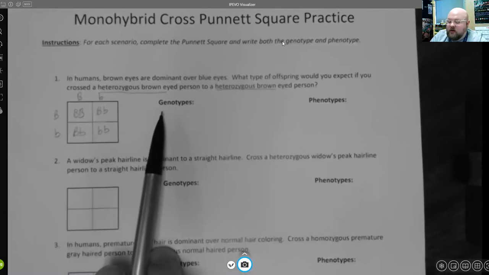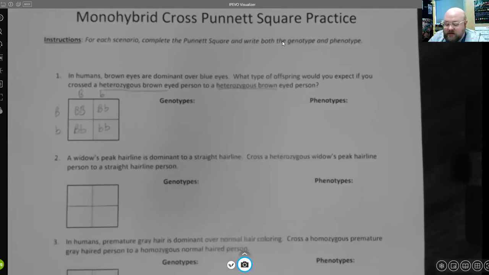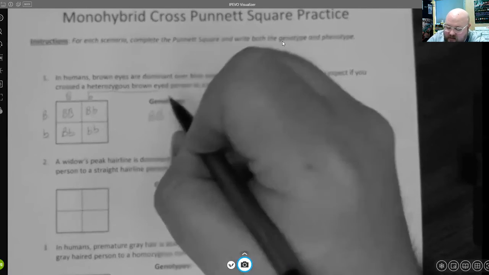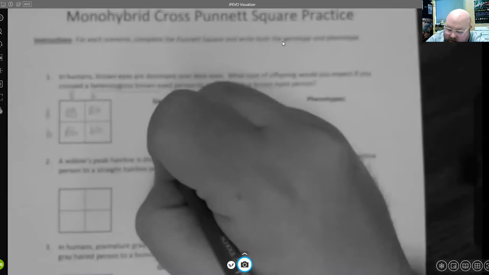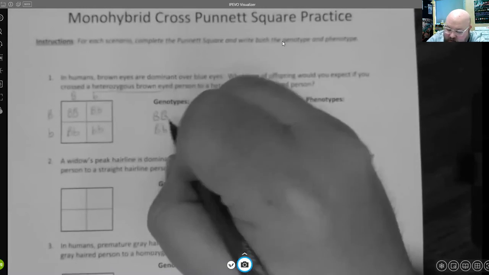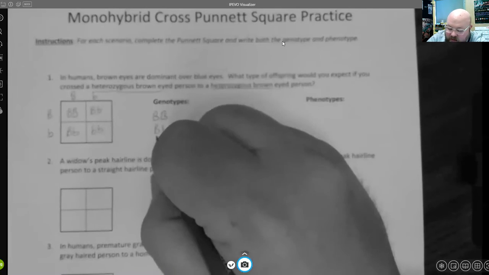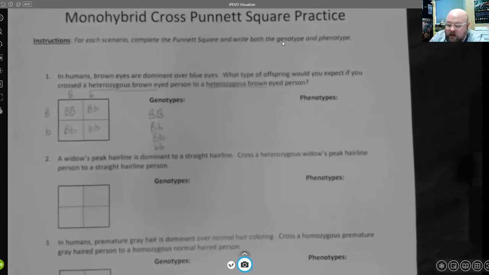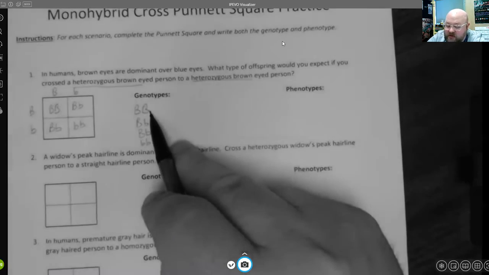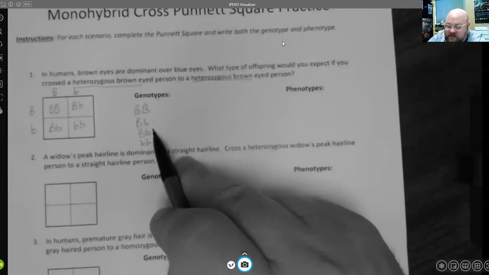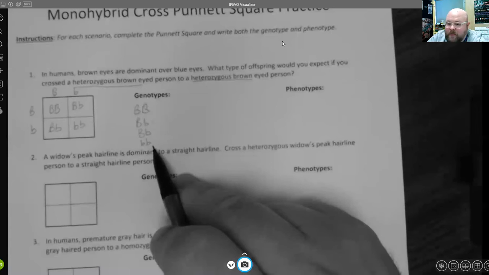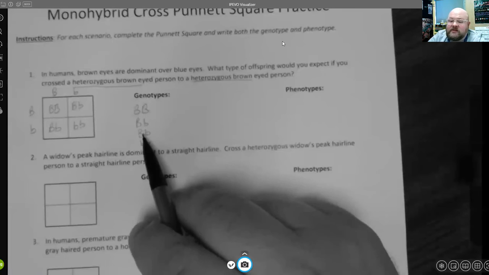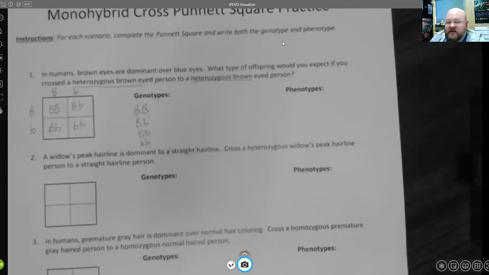And over here, we're going to write down the different types of genotypes. We have big B, big B. We have big B, little b. We have another big B, little b. And we have little b, little b. And we can see that this one is homozygous dominant. These two are heterozygous dominant. And this one is homozygous recessive. Now we have 1, 2, 3 chances to be dominant and 1 chance to be recessive.